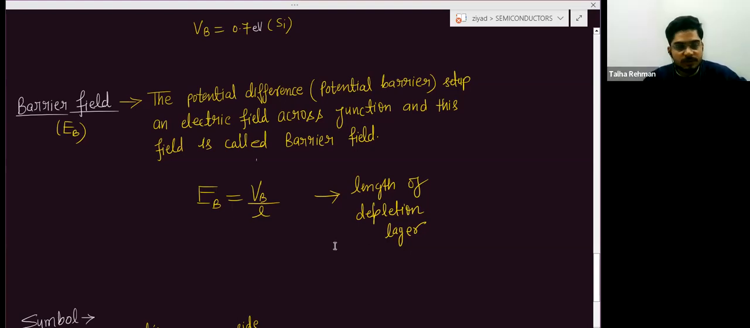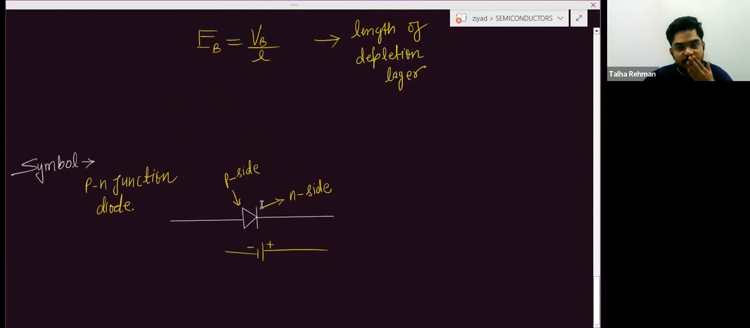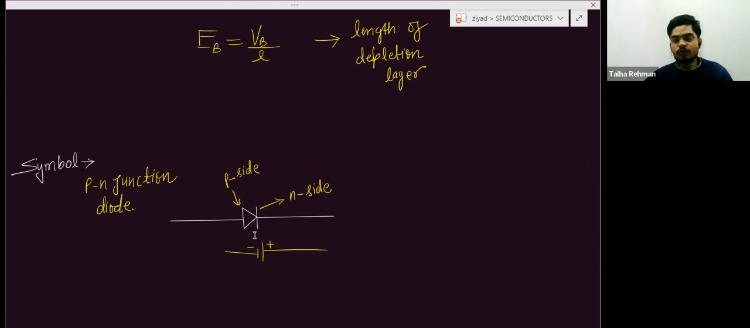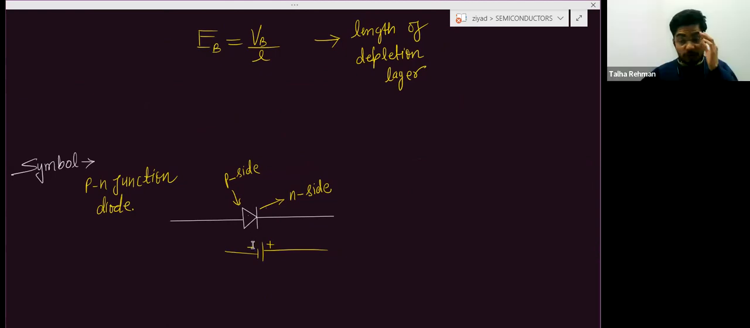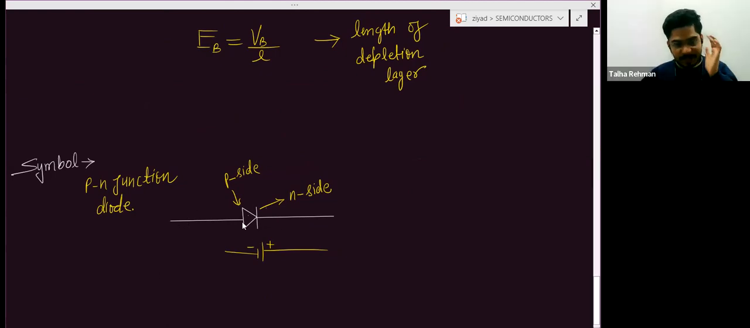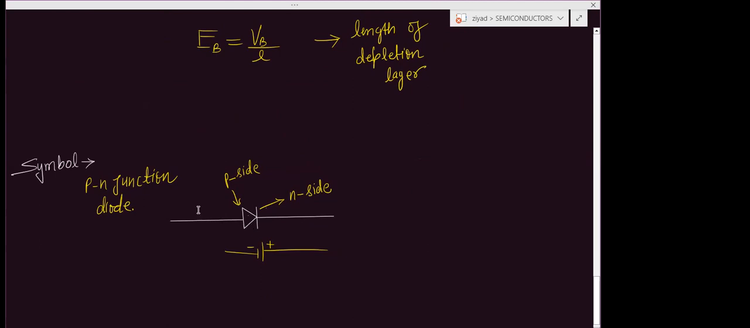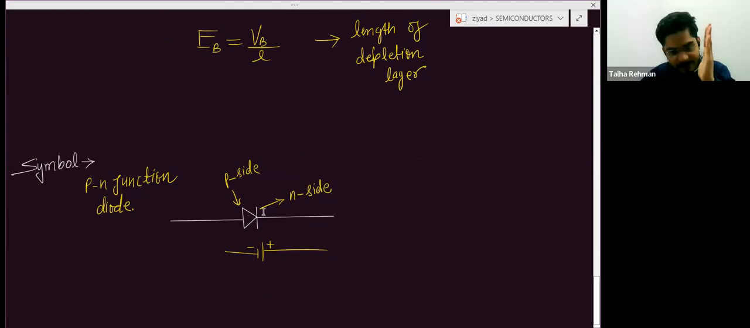Yes. So we have discussed up to the PN junction diode. After the PN junction diode, now we will discuss forward biasing and reverse biasing of the PN junction diode. So this is the PN junction diode symbol, once again, like this and like this.